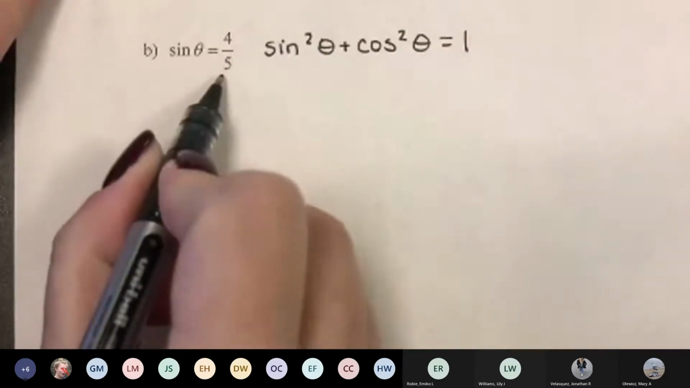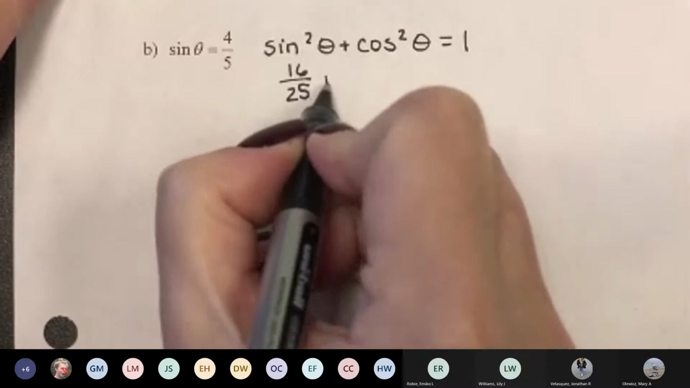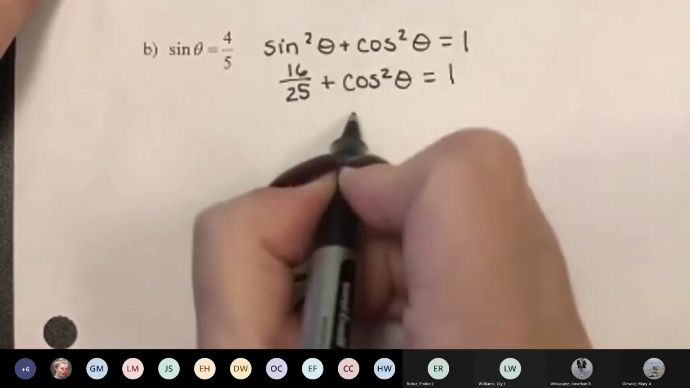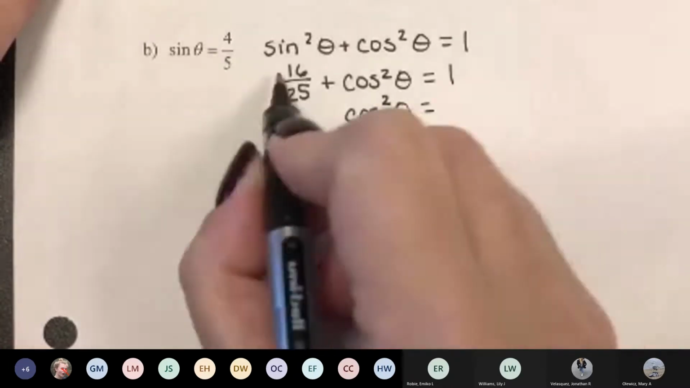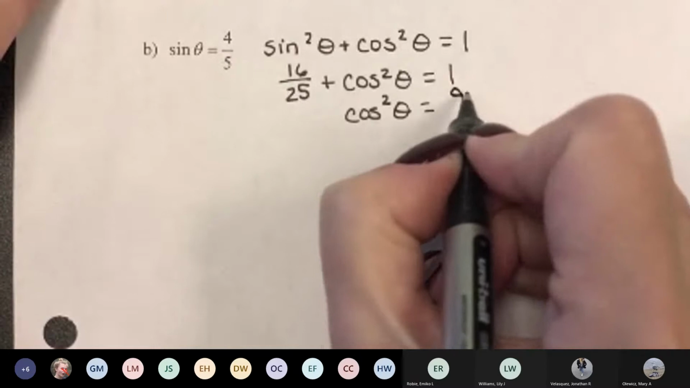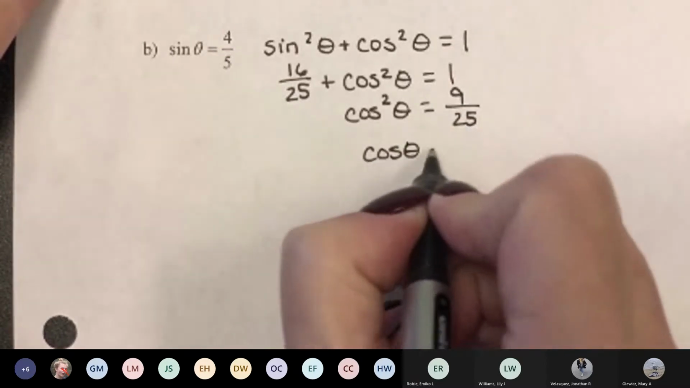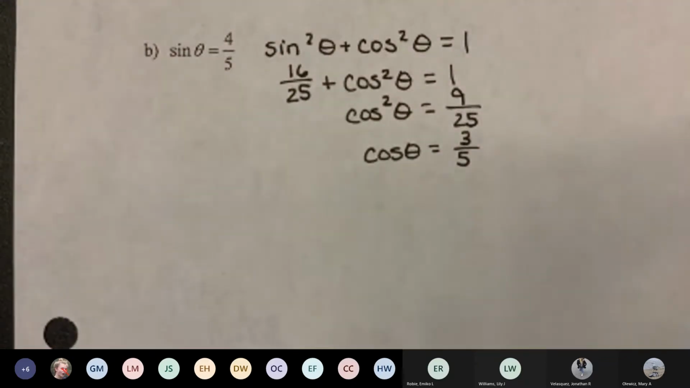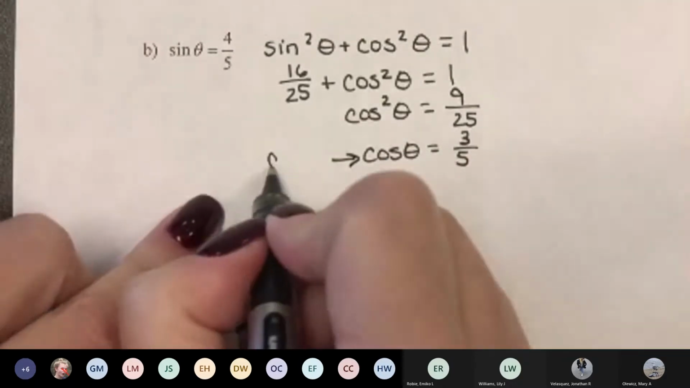Don't forget, you've got to square that 4/5. Out of sight, out of mind. We forget how to do these sometimes. So cosine squared theta ends up being 9/25. Cosine is 3/5. Still doing okay? Any questions? All right, so now we know the cosine of that full angle right there.